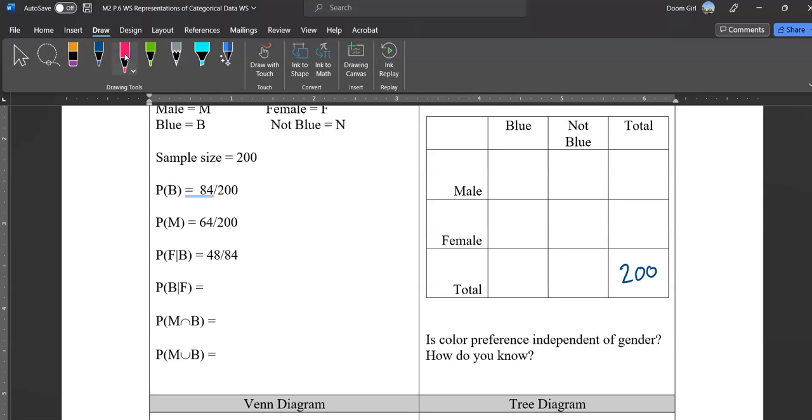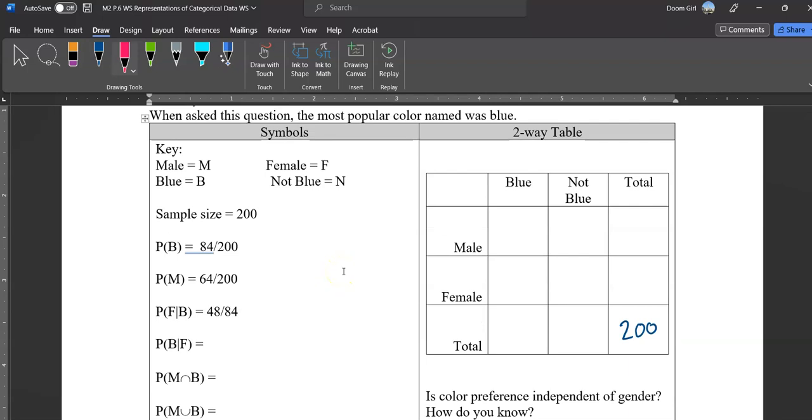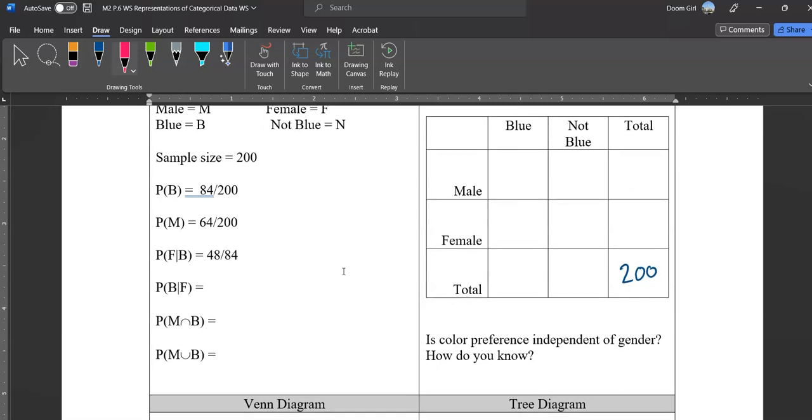Now, we've got male and female, and blue and not blue, which we have a little key for. If I were to scroll up, this is what our little key is. Probability of picking blue is 84. Probability of picking a male is 64. I'm assuming these are totals because I don't have any additional information, so I'm going to put those in total spots. Probability of picking female given they like blue: here's liking blue, 84, so 48 will go right up above it.